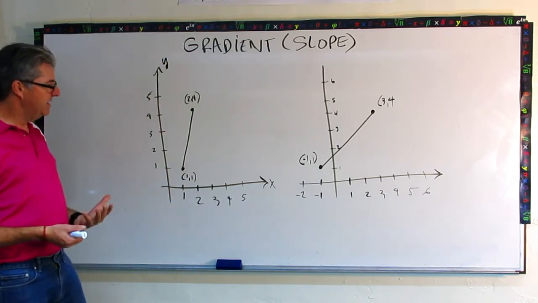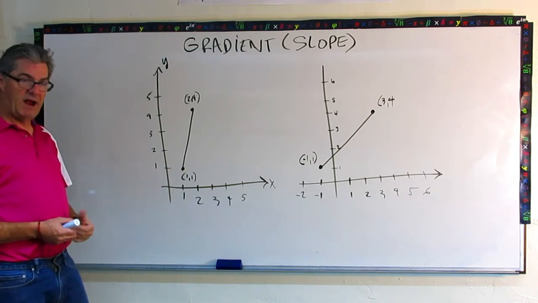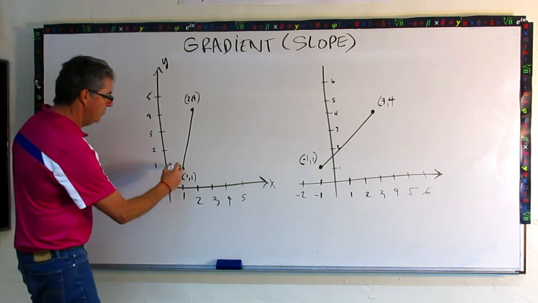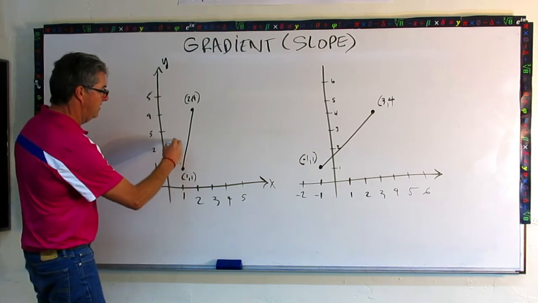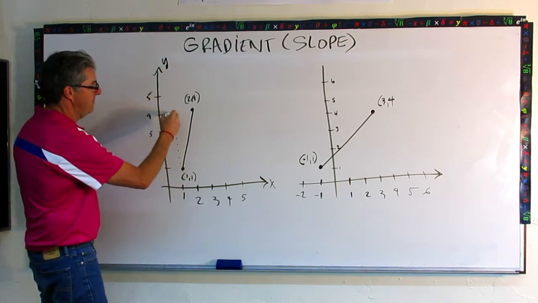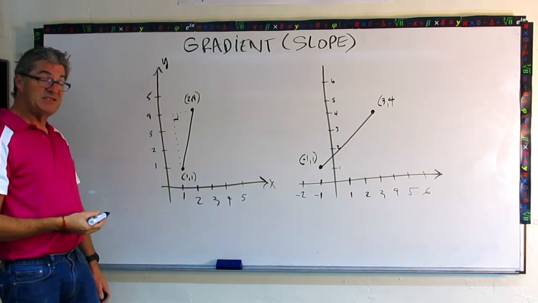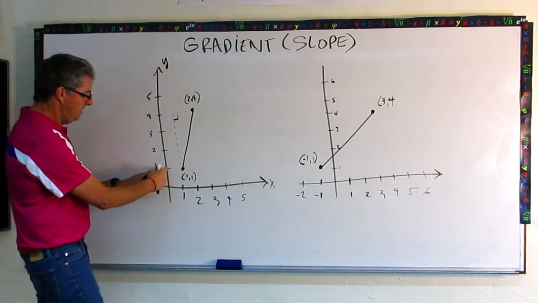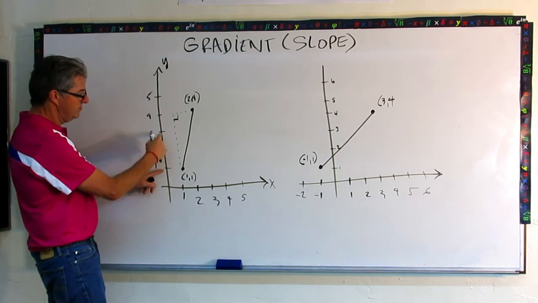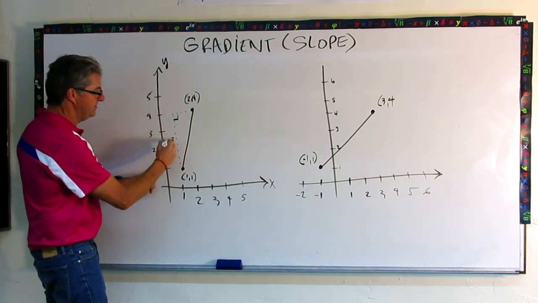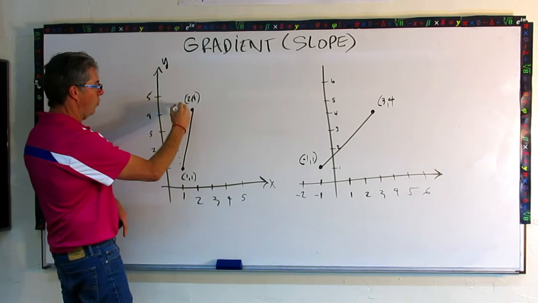So how do we get the rise and the run off the graph? It's pretty straightforward. We make a right triangle by going up and then by going across. And that's a right angle right there. And now we can easily read the rise and the run off the graph. We're starting here, 1, 2, 3. The rise is 3, and the run is just 1.